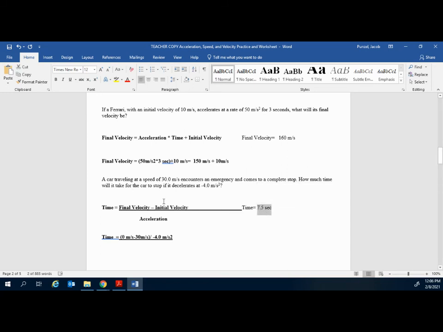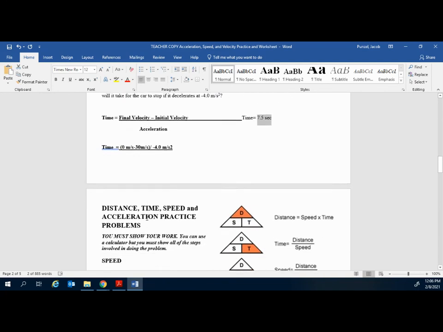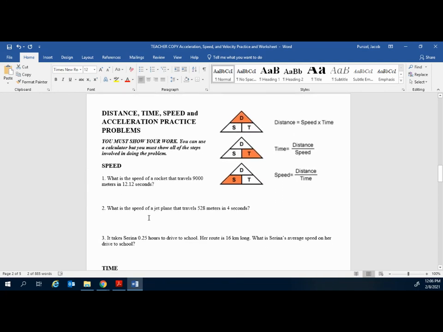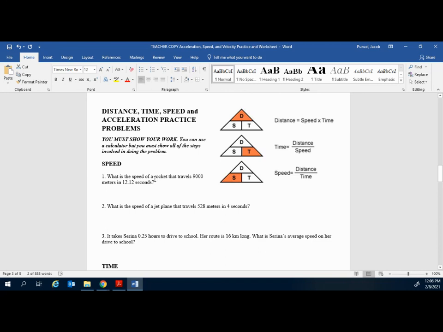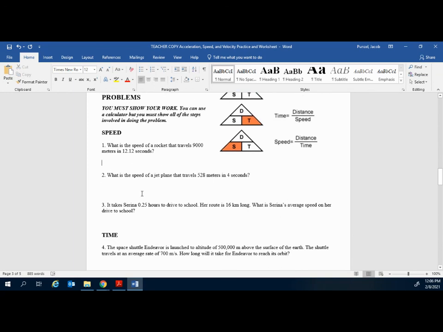So again, based on what you are trying to find, you're going to switch around the equation as needed. And then this part is where you're going to get started on your own. These equations over here on the side are going to help you to find distance. It's speed times time. Time is distance divided by speed, and speed is distance divided by time. So you're going to go through these next about 15 problems on your own.